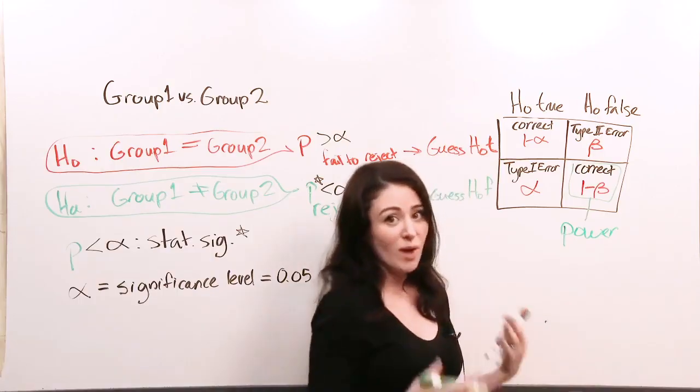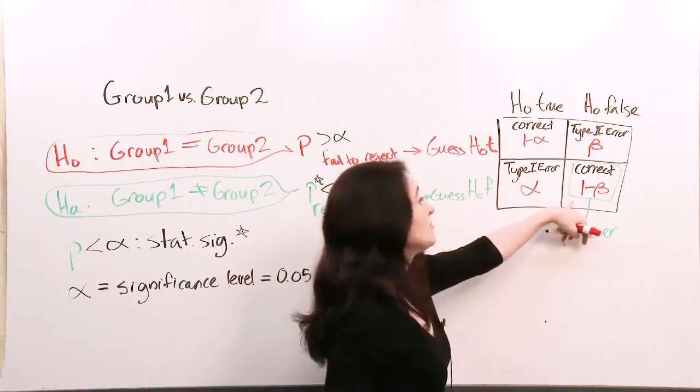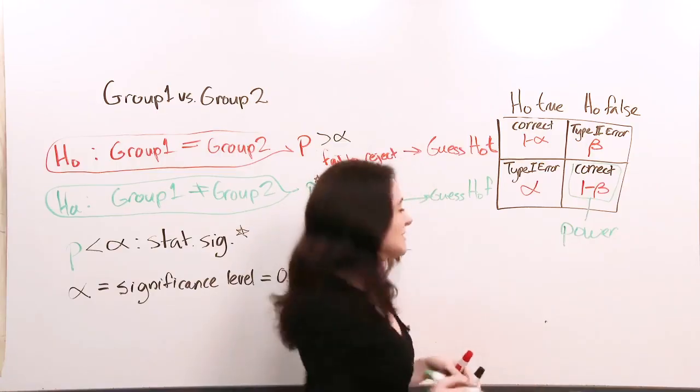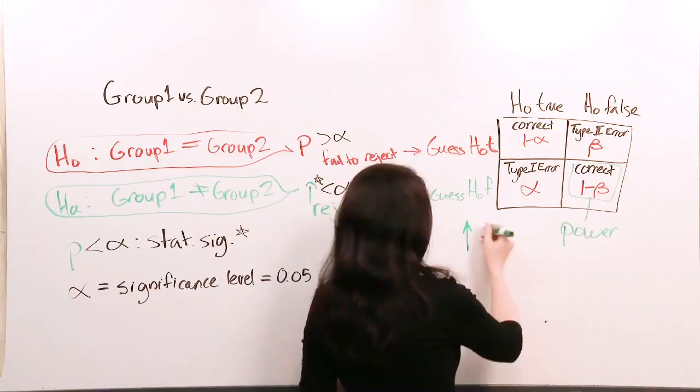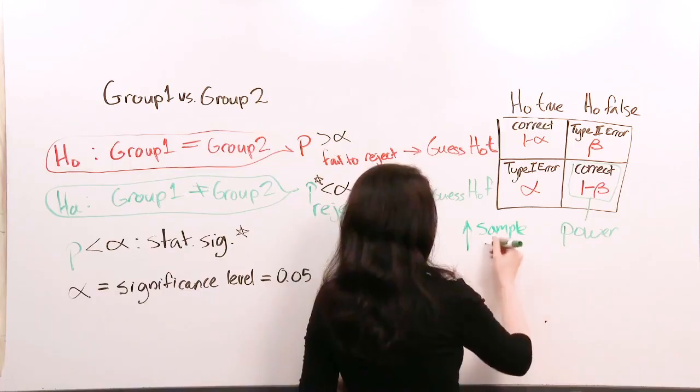Power is a good thing. We want it to be high. It's actually an indicator of the likelihood that we're going to make the right decision here. So the thing that I want you to remember about power is that it increases with larger sample sizes. So a bigger study with more people means greater statistical power.